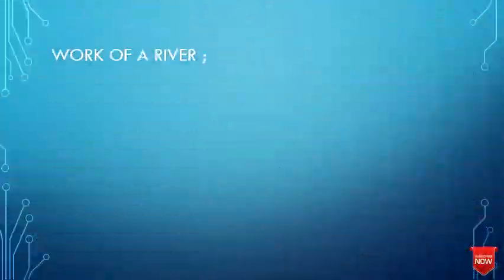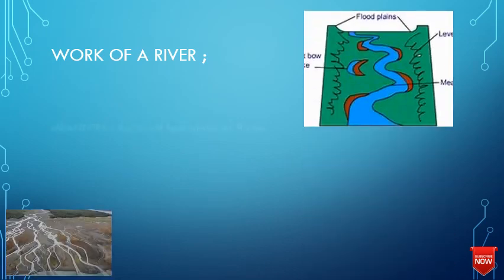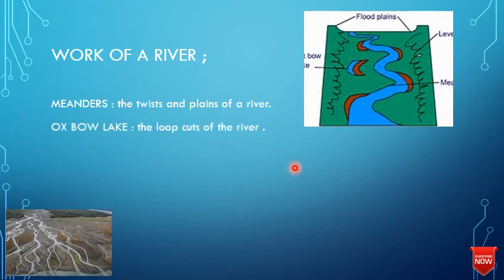Now let's see about the work of a river. Meanders, the twists and turns of a river. See, these are the meanders. Next, oxbow lake. This is the oxbow lake, the loop cuts of the river.